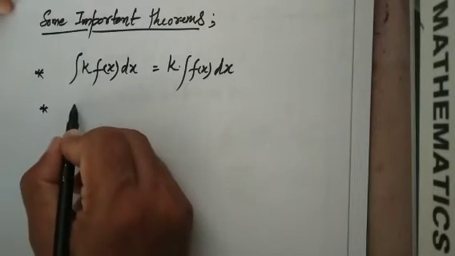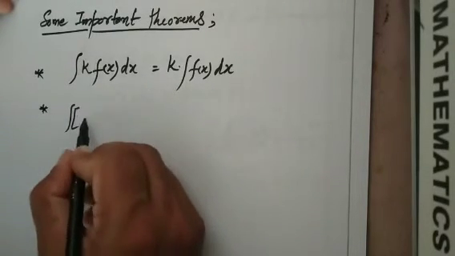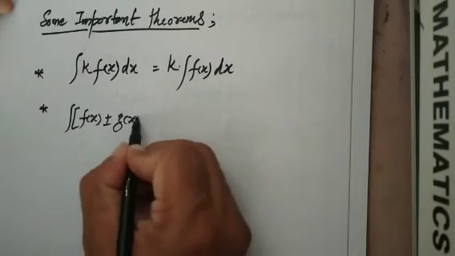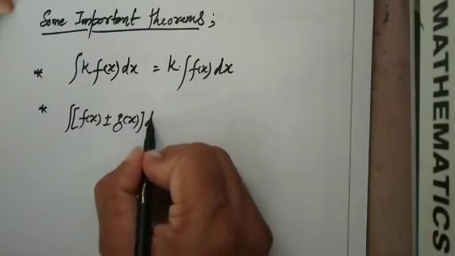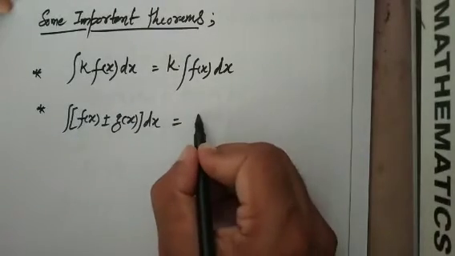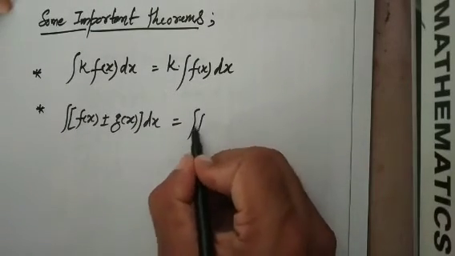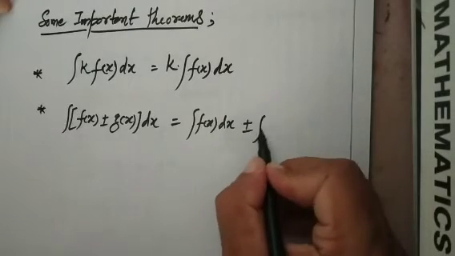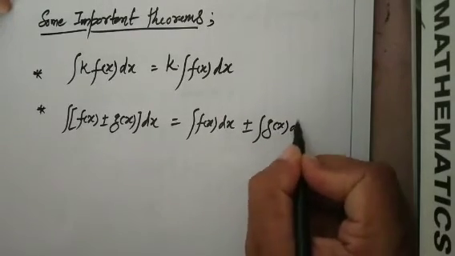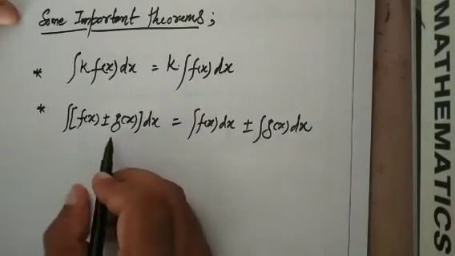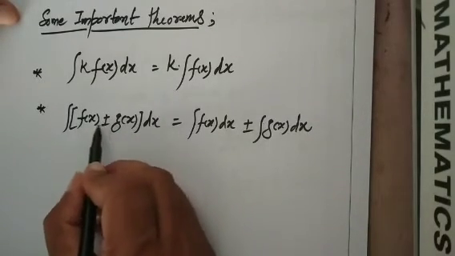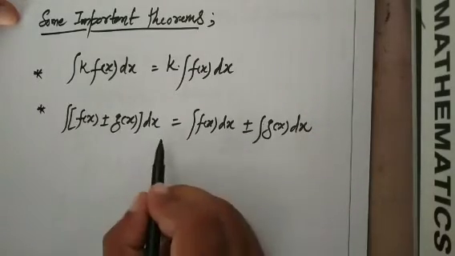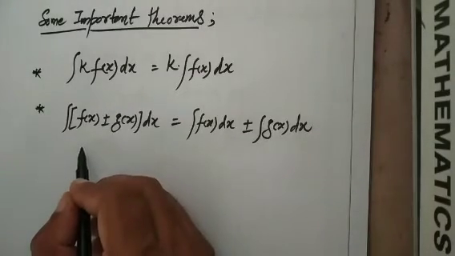That means if integration is applied on the sum or difference of two functions, suppose they are f(x) and g(x), the integral can be distributed over both of the functions, and their sum or difference can be taken. Whether the two functions are added or subtracted, we can distribute the integral operator on both, and this way it can be useful in so many questions.